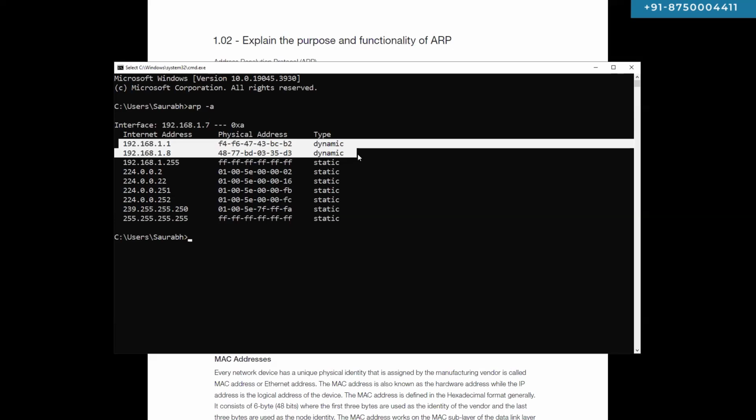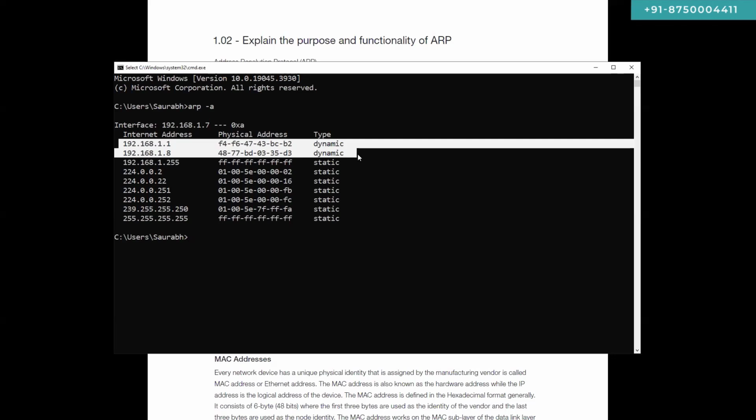Sorry for the interruption. Could you please do it again? What is the difference between static and dynamic ARP here? These are the entries in the ARP table. So static entries are those entries which are created locally.